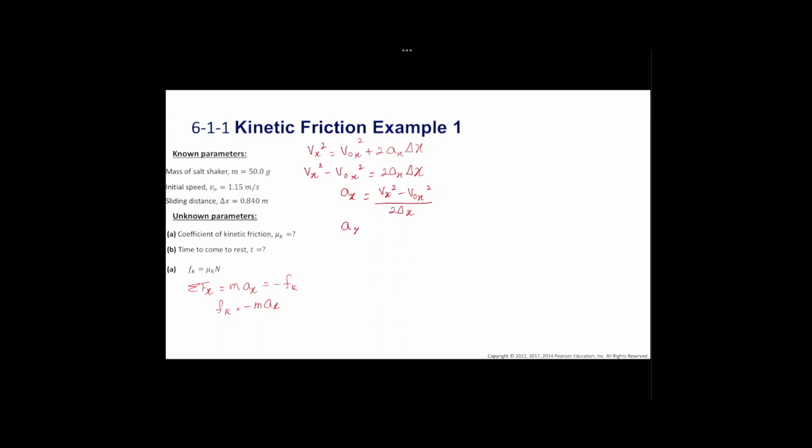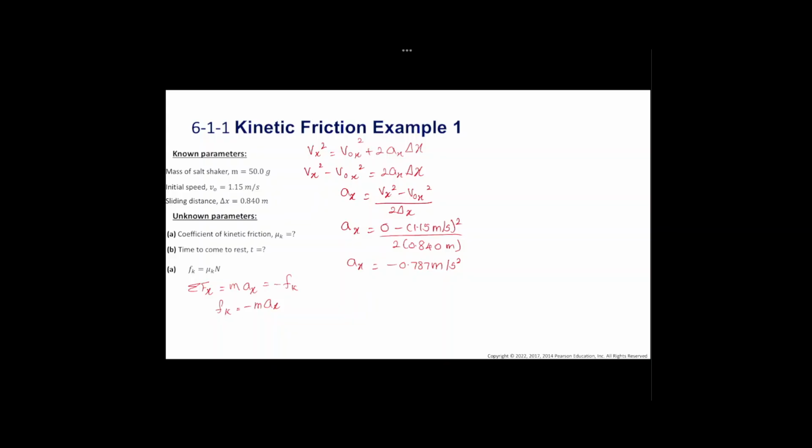So we know all these parameters, we can substitute the values. The final velocity is 0 because it comes to rest at the end. The initial velocity is 1.15 meters per second. It is given, and the sliding distance delta x is given. It is 0.840 meters. Now we can find the acceleration. It will be a negative value, negative 0.787 meters per second squared. That is the acceleration in the x direction.